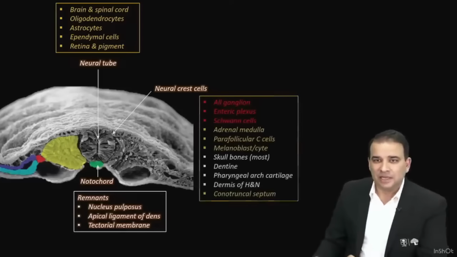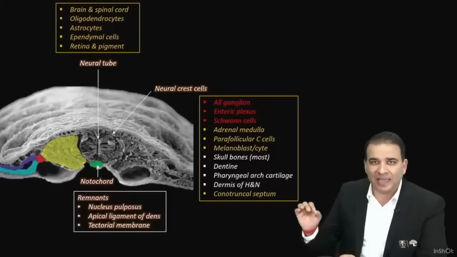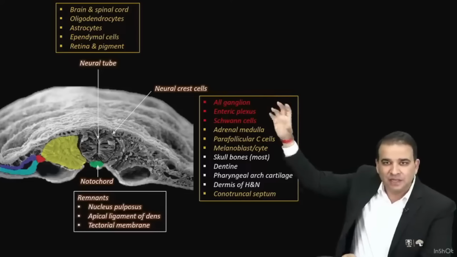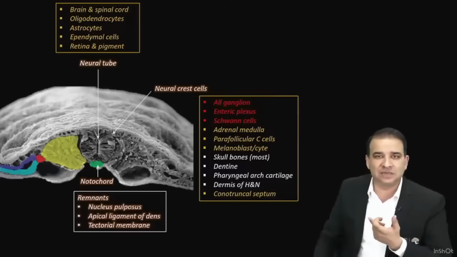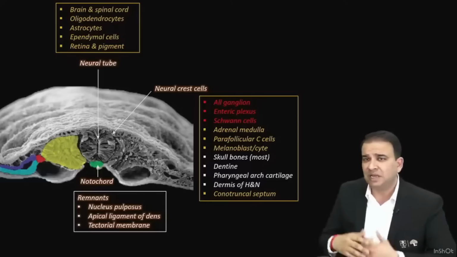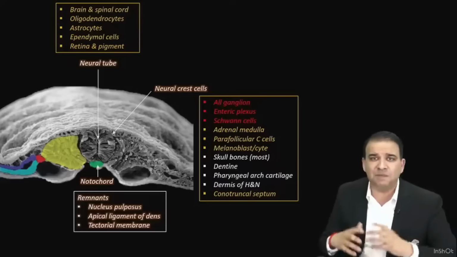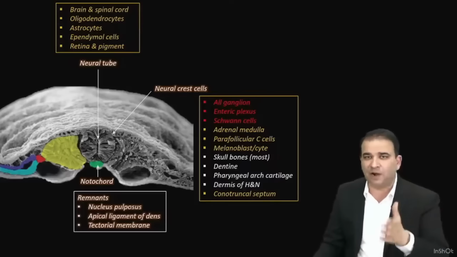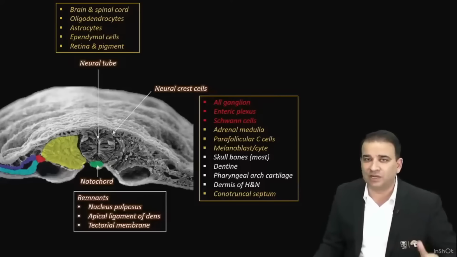Look at that list. Now look at the first three things over there, guys. All ganglion, enteric plexus, Schwann cells. Now does it give you an indication of all just the peripheral nervous system? Ganglion, now ganglia are within the peripheral nervous system. Whatever ganglion you think of, trigeminal ganglion, geniculate ganglion, dorsal root ganglia, sympathetic chain, any parasympathetic ganglion. If the word ganglion comes to your mind, it is obviously the part of peripheral nervous system and it is derived from neural crest cells.